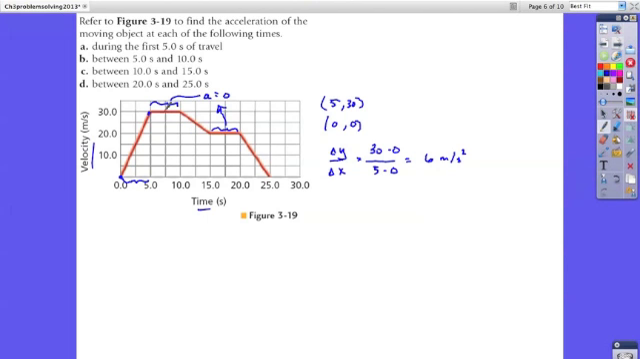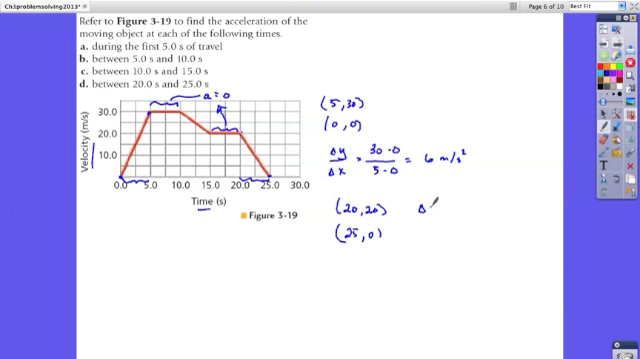That means the velocity is not changing. That means there's no acceleration. And between 20 seconds and 25 seconds, that's this time interval here, we have our initial point of (20, 20) and our final point of (25, 0).